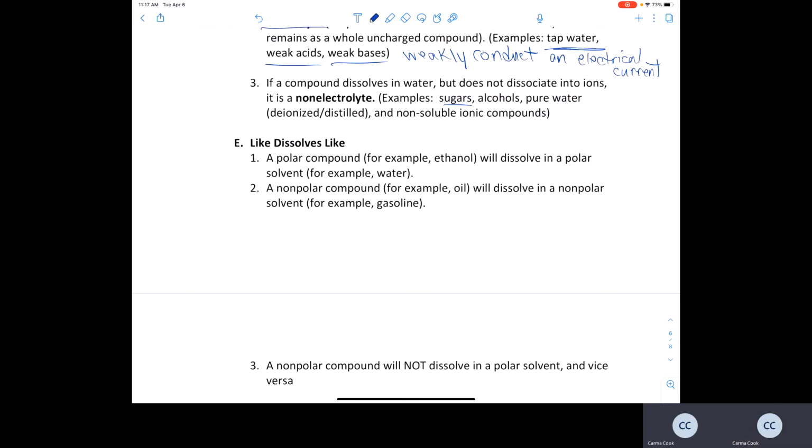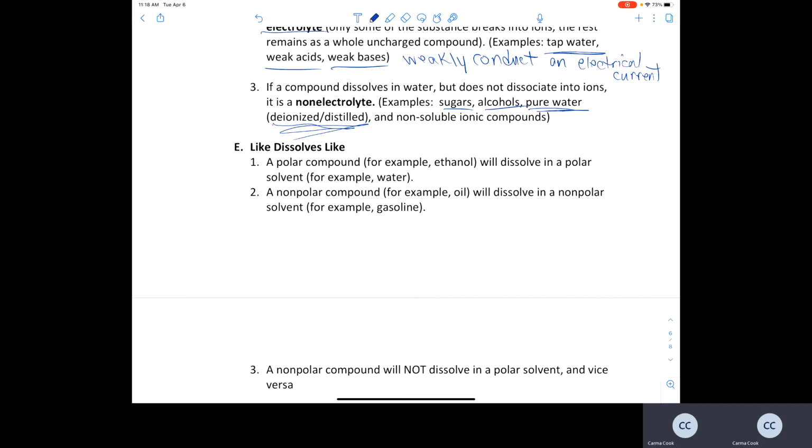Non-electrolytes, however, like sugars, alcohols, and purified water that's been deionized or distilled, are all non-electrolytes, and they cannot conduct an electrical current at all. Also, any ionic compound that is non-soluble is also considered a non-electrolyte.